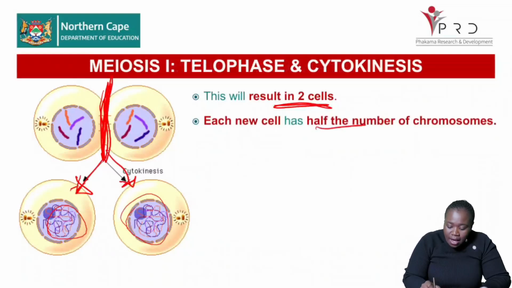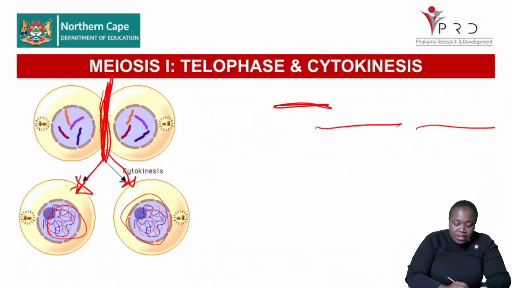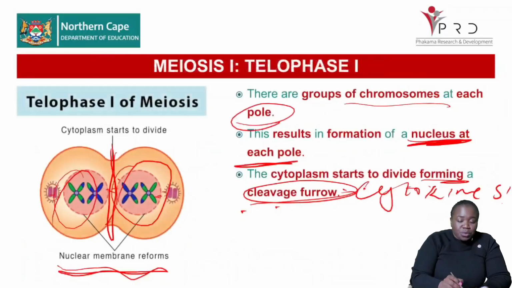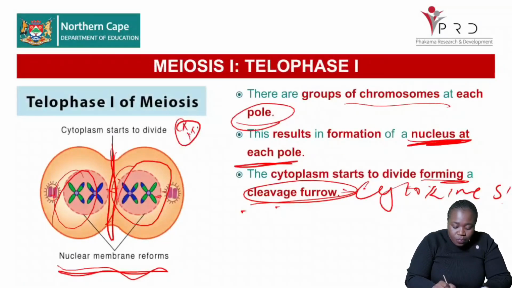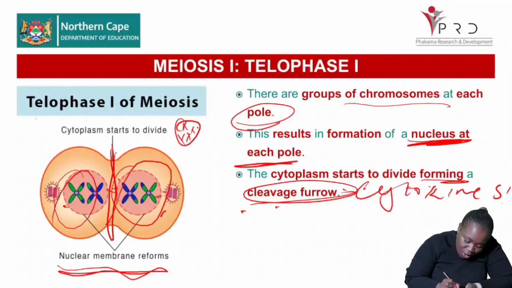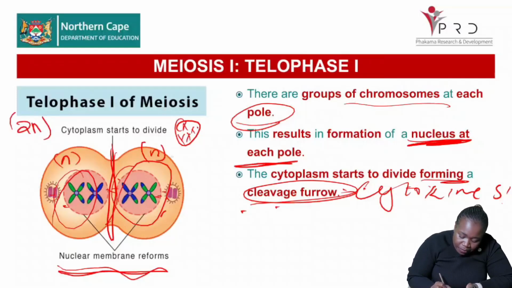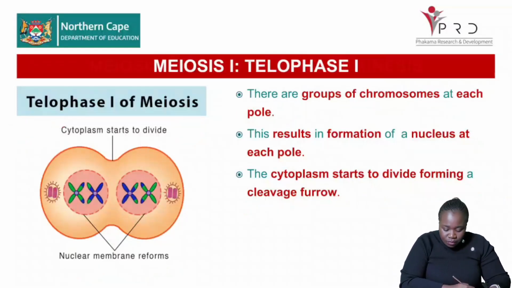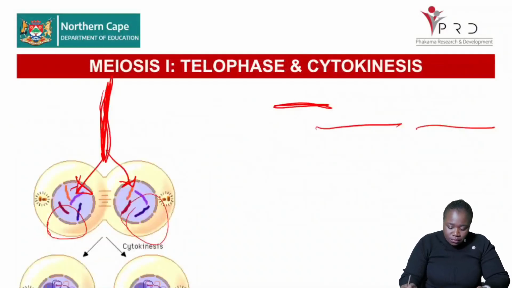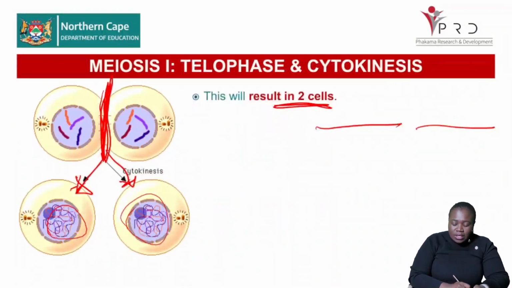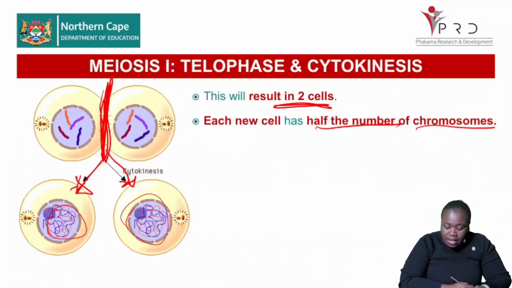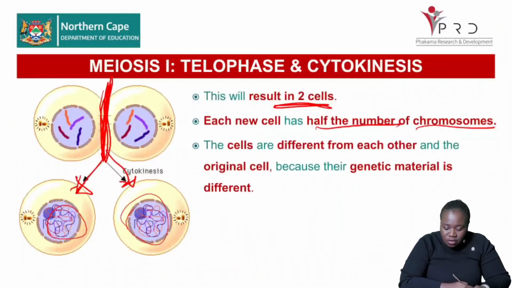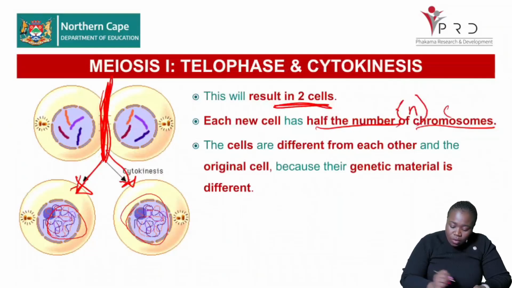Each new cell has half the number of chromosomes. As we can see in the previous diagrams, we started off with a cell that had 4 chromosomes. Now we are ending up with 2 cells which have half the number of chromosomes. So we started off with a 2N cell, and now we are ending up with 1N cell and another N cell, which means haploid and haploid will give us diploid. Okay, now this is how we would have cytokinesis taking place with the 2 cells that have the number of chromosomes halved, which means that we have N over here.